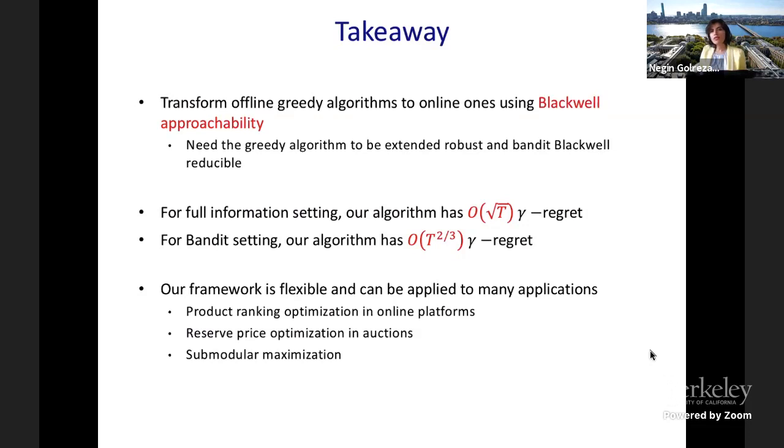For the full information setting, we get a square root T regret, and for the bandit setting, we get T to the power of 2/3. And we show that our framework is flexible and can be applied to many applications, including product ranking, reserve price optimization, and submodular optimization. We are hoping that people can find more applications.